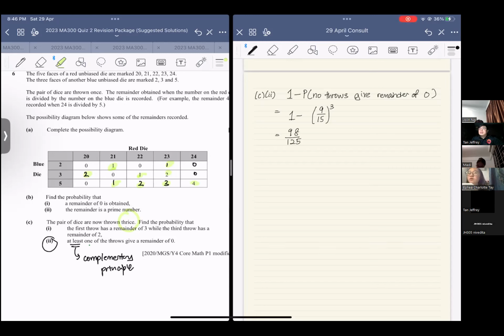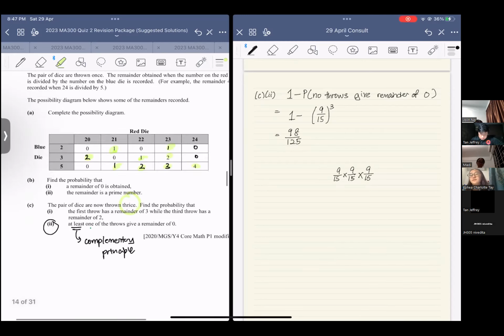Why is that to the power of 3? Because the first throw is 9 over 15, then the second throw, independent, 9 over 15, third throw, 9 over 15. So you multiply by itself. Okay, so far? Yes.